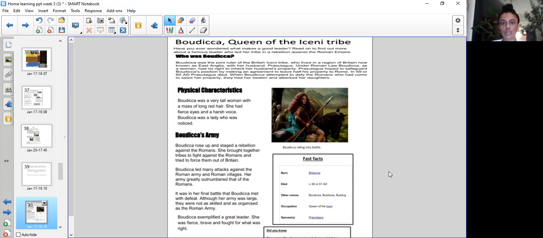Physical characteristics. Boudica was a very tall woman with a mass of long red hair. She had fierce eyes and a harsh voice. Boudica was a lady who was noticed. Boudica's army.